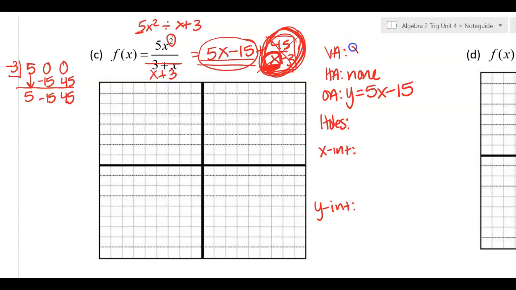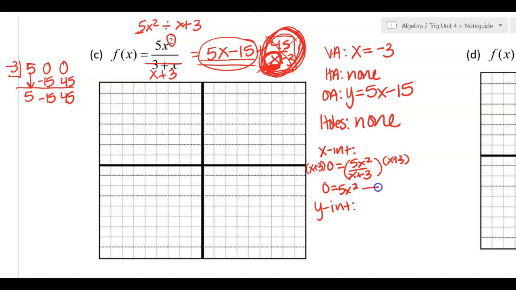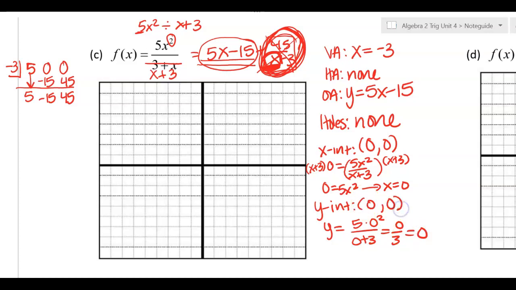When I set the denominator equal to 0 in this equation, I would get x equals -3. No factors cancel, so there's no holes. For my x-intercept, I would set y equal to 0. And as I solve this equation, I would get x is equal to 0. So my x-intercept is at 0, 0. And if I plug in 0 for x to find my y-intercept, I will get 0 over 3, which is also 0, so my y-intercept is also at 0, 0.